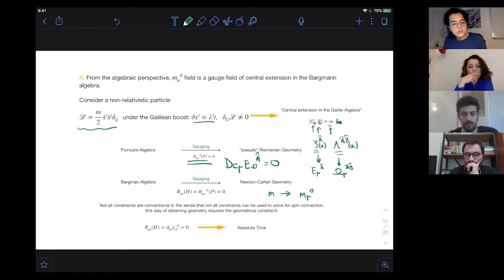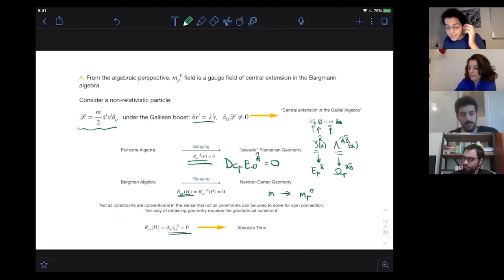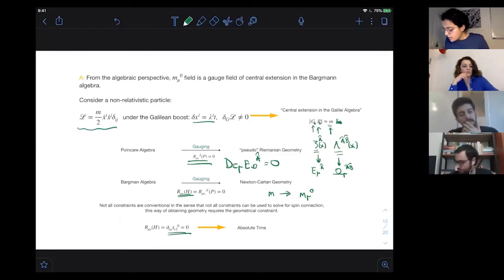And then you would get Newton-Cartan geometry. That is, I think, expected. The different concept here, different than the relativistic case at least, is that not all constraints are conventional, in the sense that not all constraints can be used to solve for the spin connection. Especially this constraint I wrote down here cannot be used for the spin connection because there is no spin connection there. It is just a constraint on the geometry.